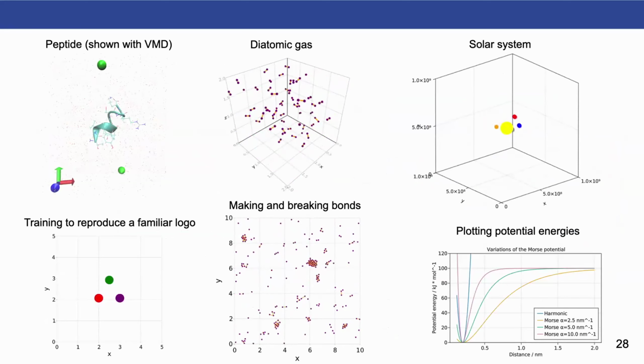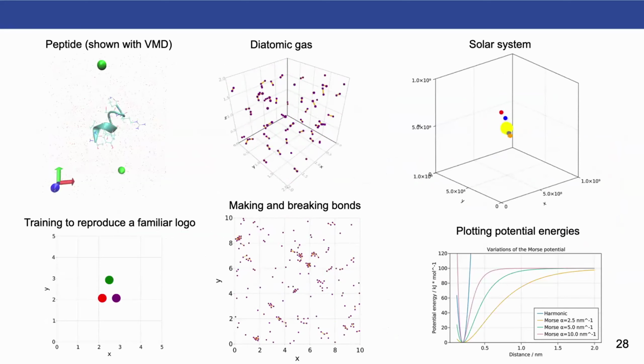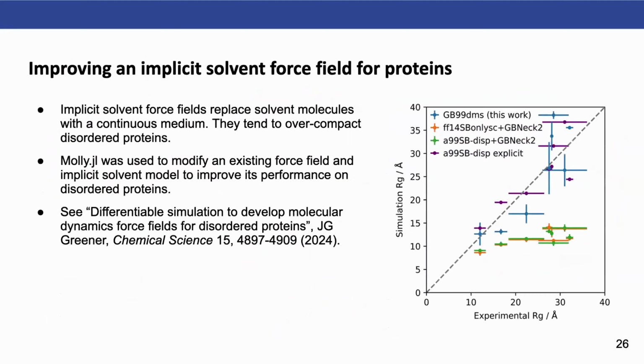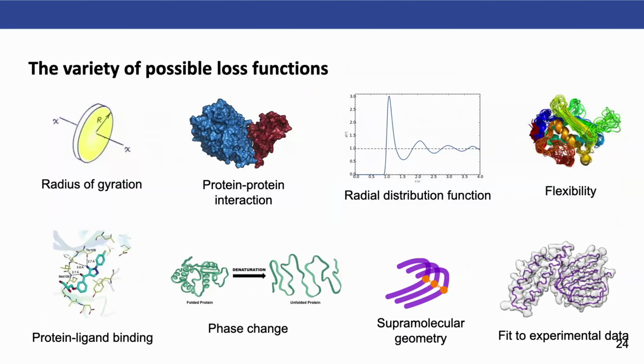Another question. So that list of potential loss functions that you showed seemed, in most cases, quite heavily focused on matters of structure, which of course is very relevant to biomolecular stuff. I presume that most dynamical properties could also fit totally fine within this framework. Yeah, they can.